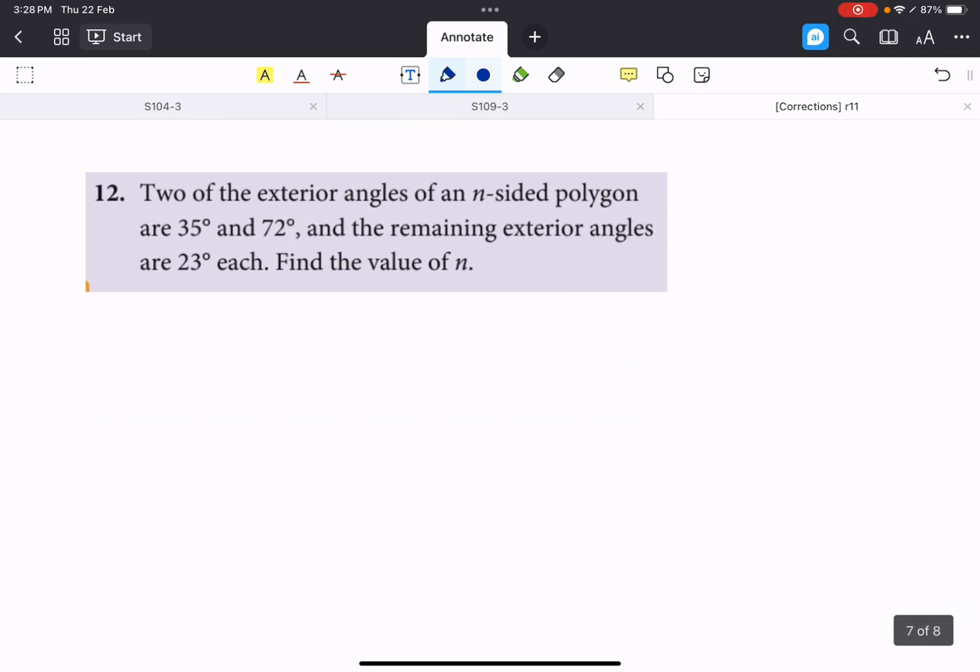Okay, next question. Two of the exterior angles of an n-sided polygon are given. The remaining ones are actually 23 each. And they want us to find the value of n, right? So we can actually use the total exterior angle over here, right? So total exterior angle, how does it work? We have 35 plus 72 plus, now we have n sides, but 2 of them are already taken up by 35 and 72. So I need to remove 2, and then after that, this one is 23 each. So this will give me 360. That's the sum of all the exterior angles.